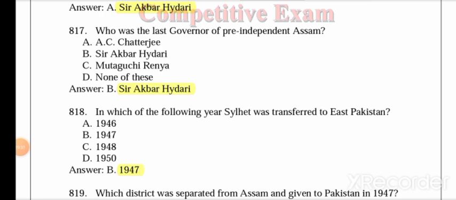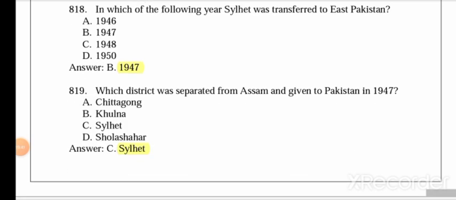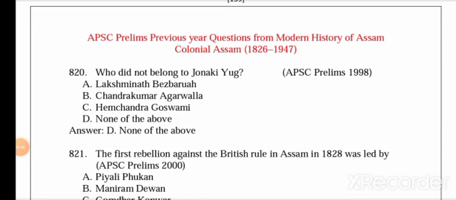In which year was Sylhet transferred to East Pakistan? Partition year, 1947. Which district was separated from Assam? And this is an important question which has actually been asked in the exam. Who did not belong to Jonaki Yug? Asked in 1998. It was Lakshminath Bezbaroa, Chandra Kumar Agarwala, Hemchandra Goswami. None of the above belong to Jonaki Yug.